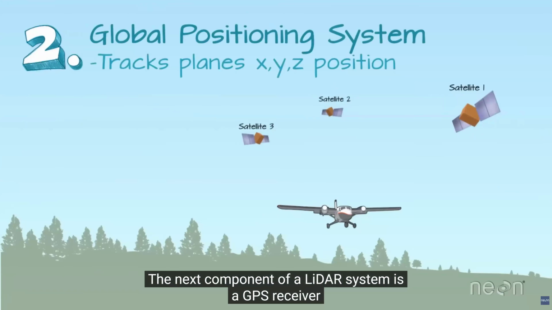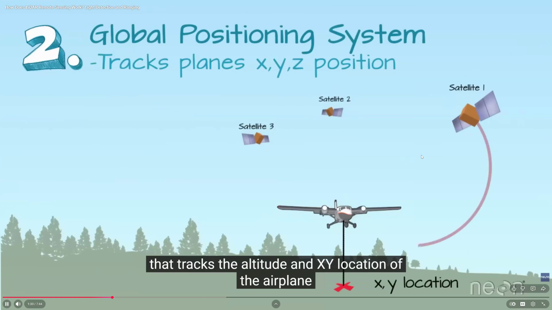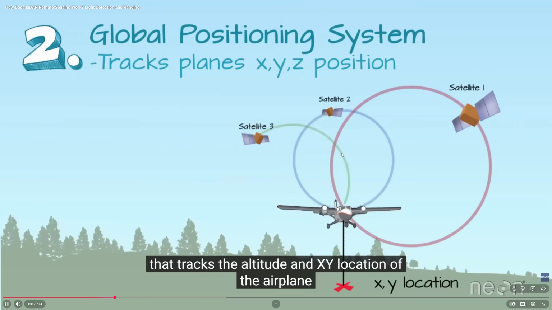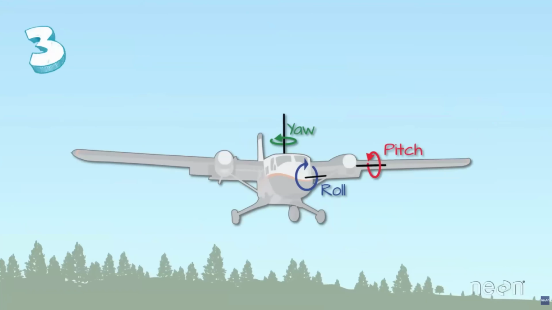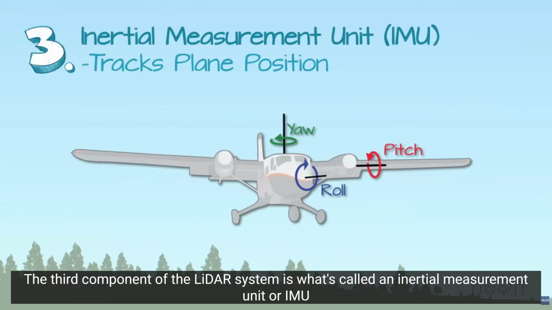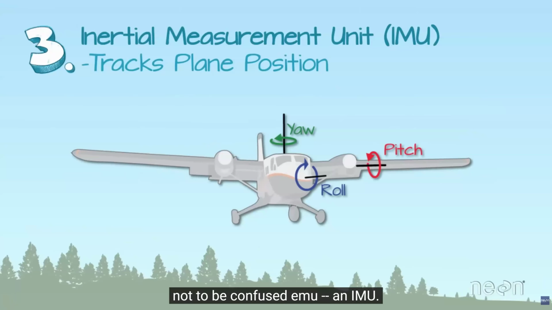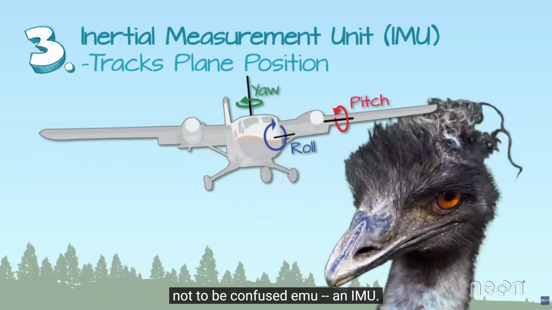Okay. Then you've got to know from satellites where the aircraft is at all times, its XY location. And we've seen this before with GPS data. The triangulation of multiple satellites gives you a position. And then pitch, roll, and yaw are the motions which the inertial measurement unit tracks. So we talked about that already. Right. Thank you.